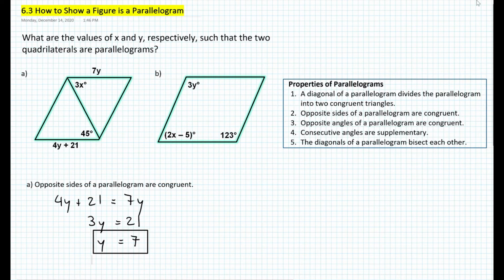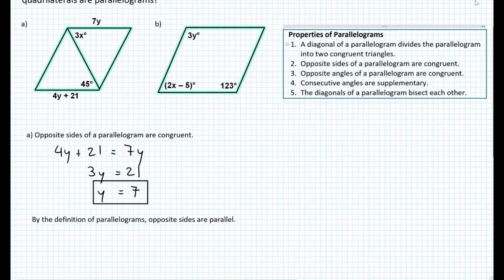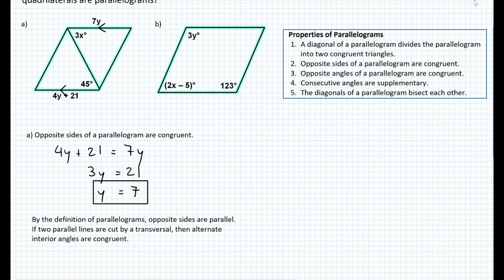Well, here we can use another property, right? First, we can state that by the definition of parallelograms, opposite sides are parallel. And let me denote that in the diagram here. So we know that this side is parallel to this side here. And now we can use the theorem pertaining to parallel lines. Basically, if two parallel lines are cut by a transversal, then alternate interior angles are congruent.